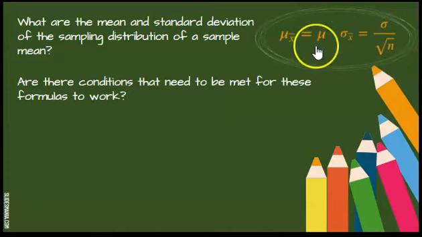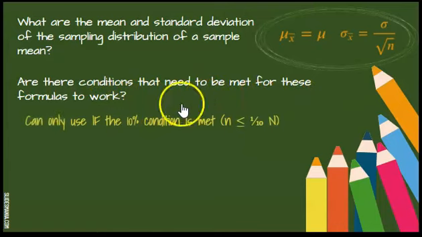These formulas are on your formula chart. You don't have to memorize them, but they are available. But you just have to know this is what you're going to use when you're dealing with a sampling distribution of sample means. Now, are there conditions that need to be met for these formulas to work? Well, yes. You can only use this if the 10% condition is met. Like we did with proportions, same thing is true with means here. Got to check that 10% condition before these are viable.